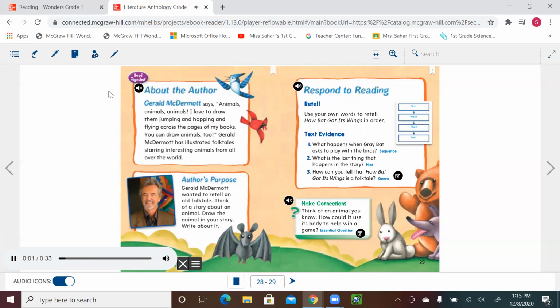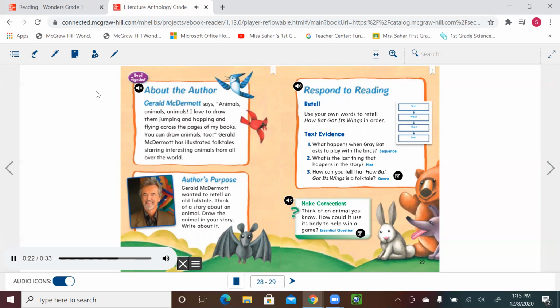About the author. Gerald McDermott says, "Animals, animals, animals. I love to draw them jumping and hopping and flying across the pages of my books. You can draw animals too." Gerald McDermott has illustrated folk tales starring interesting animals from all over the world.